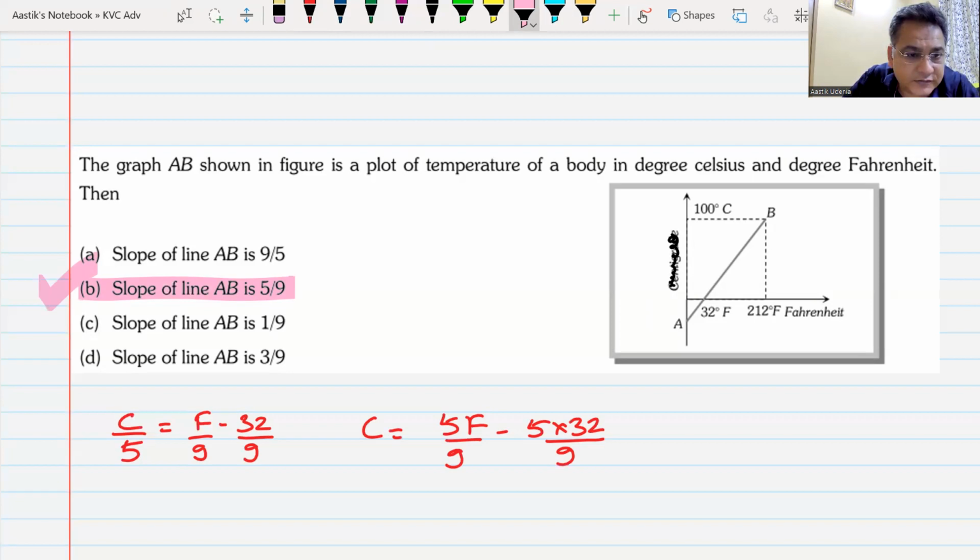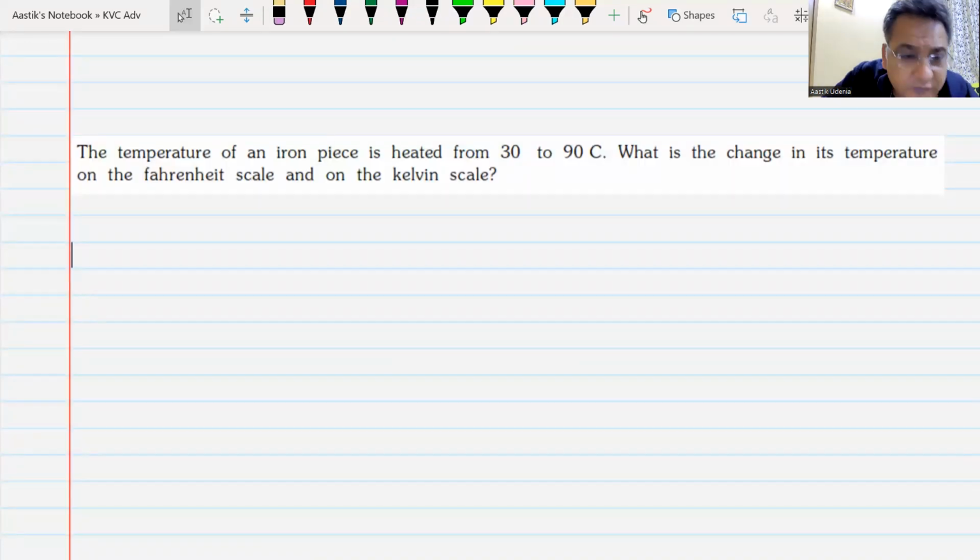Can I give you one more question? Okay. This is the next one, and it comes on your screen now. The temperature of an iron piece changes from 30 degrees Celsius to 90 degrees Celsius. What is the change in temperature on the Fahrenheit scale and the change in temperature on the Kelvin scale?